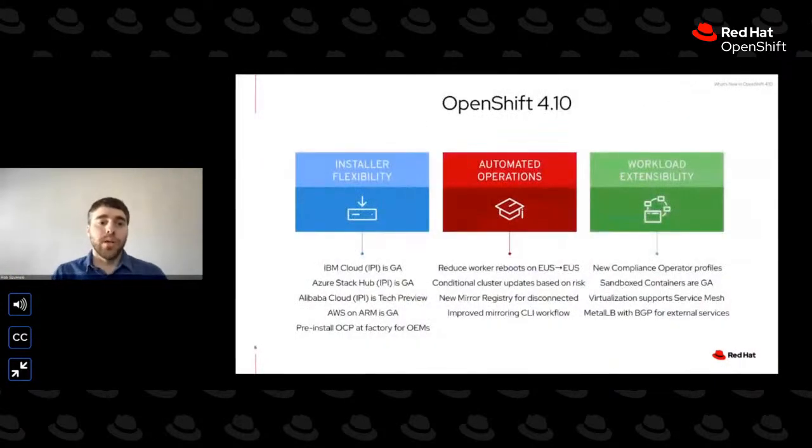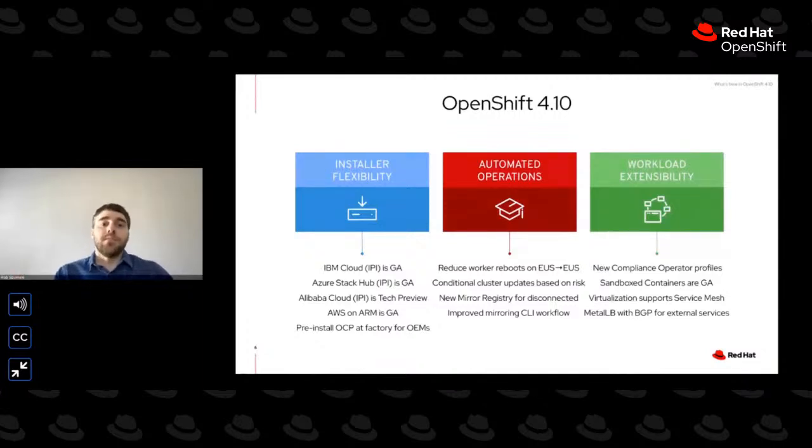Looking at 4.10 at a quick overhead view, we've got a bunch of new installer platforms. Our IBM Cloud IPI is going GA, as well as Azure Stack Hub. Following quickly behind that is Alibaba Cloud as a tech preview. This is a pretty mature one, so definitely test it out, and that'll be GA pretty soon. Also GAing today, ARM instances for Amazon are GA. We've been testing this out. It's been well received, so please take a look at that.